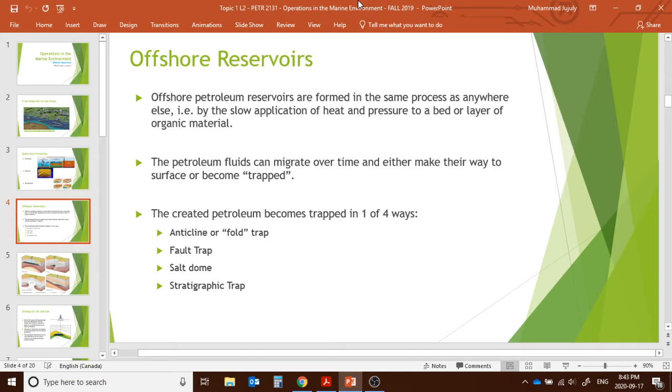So the offshore petroleum reserves, these reservoirs are formed in the same process as anywhere else, just like onshore, but the petroleum fluids can migrate over time and become trapped. The petroleum becomes trapped in one of these four ways: one, anticline or fold traps; two, fault traps; three, salt dome, which is also a type of anticline trap; and number four, stratigraphic traps.